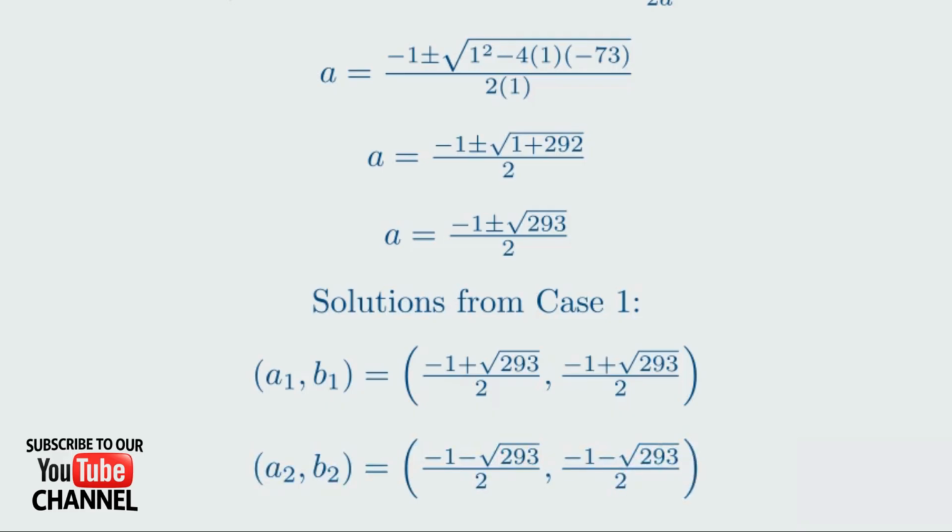But remember, we had a second case to explore. Now let's examine case 2, when a plus b minus 1 equals 0. From this, we can express one variable in terms of the other. For instance, we can say that b equals 1 minus a. This gives us a relationship between a and b for this second case.